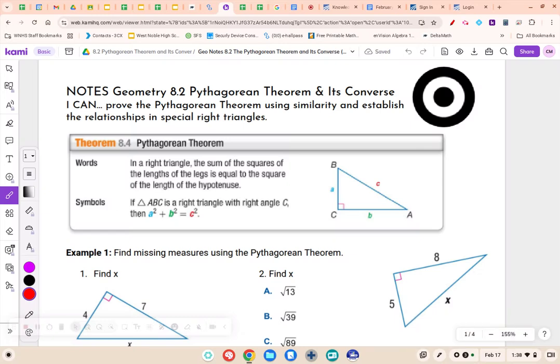Hello, today we will be learning 8.2 Pythagorean theorem and its converse. You will be able to prove the Pythagorean theorem using similarity and establish the relationships in special right triangles.